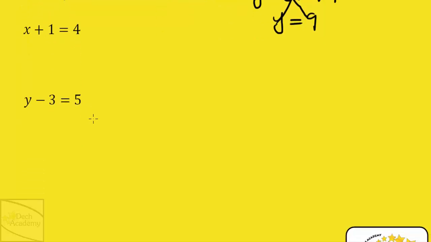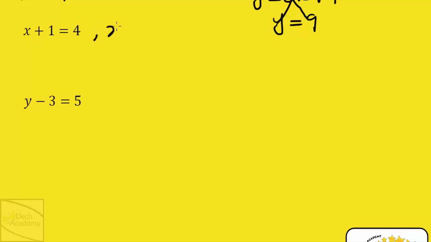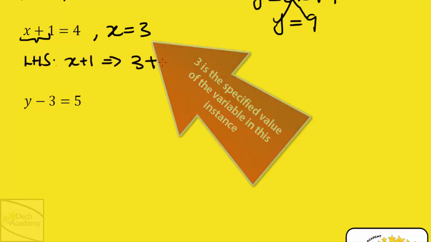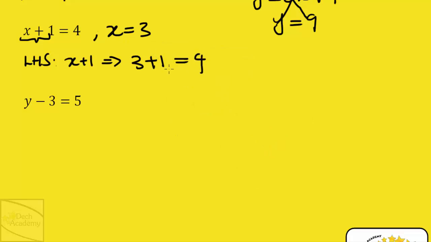Moving on to this equation, x plus 1 equals 4. What value does x take? Because x is a variable, it can take many values. What particular value of x causes this equation to be satisfied? Well, the answer is 3. When x is 3, the left-hand side, this whole term x plus 1, becomes 3 plus 1, which is 4. And the right-hand side is just 4. So when x is 3, the left-hand side is 4, and the right-hand side is 4.